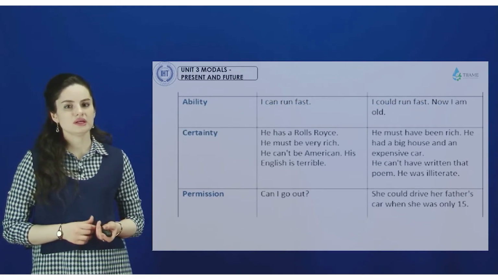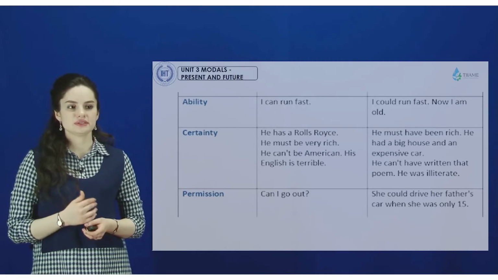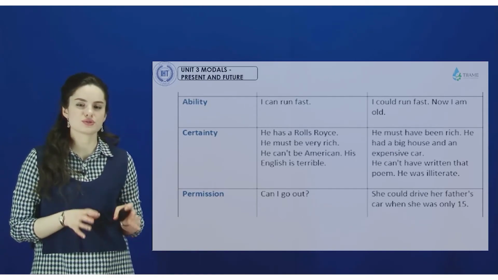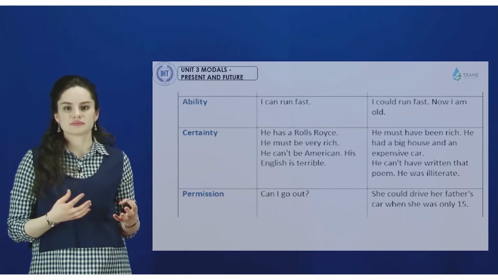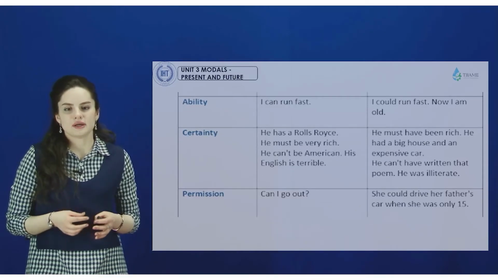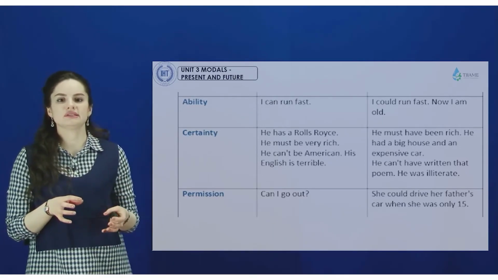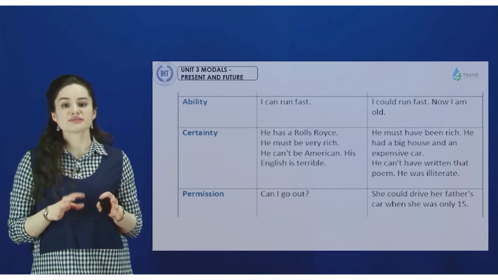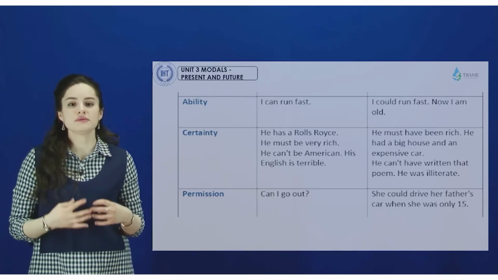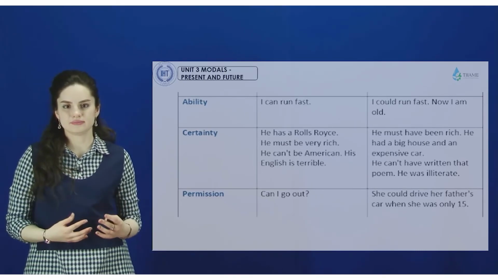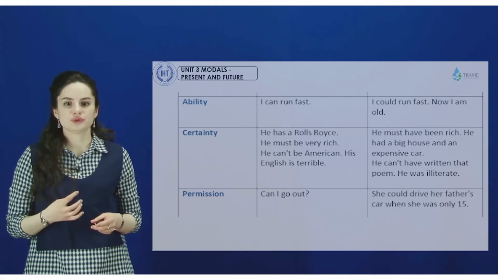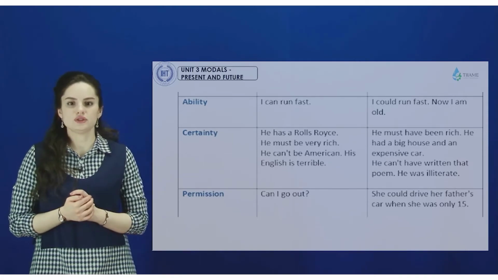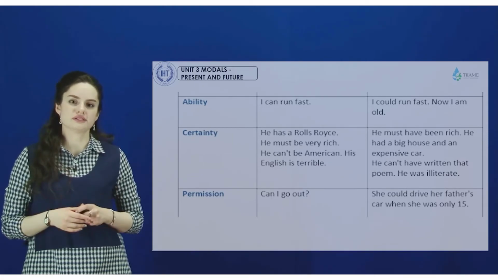Well, now we're going to talk about ability, certainty, and permission. Here are the same situations, present and past tenses, in two columns. We cannot say that the present form and past form are different in strength. No, the strength is similar and the meaning is also similar. We only emphasize tense. But if you choose one word instead of another, you may lose the appropriate meaning of the sentence.